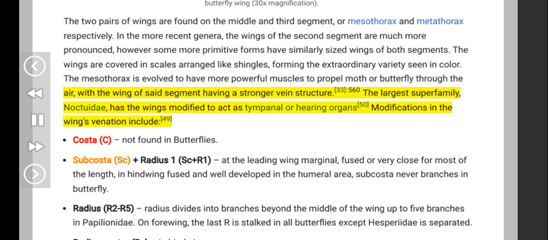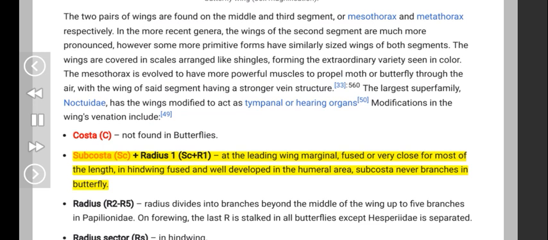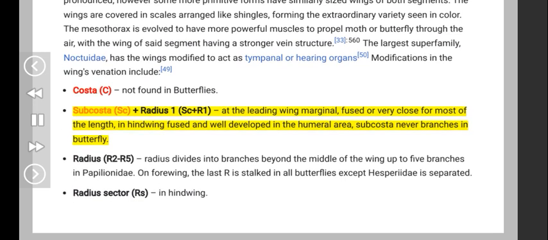The largest superfamily, Noctuidae, has the wings modified to act as tympanal or hearing organs. Modifications in the wing's venation include: Costa, C, not found in butterflies. Subcosta SC plus radius 1, SC plus R1, at the leading wing margin, fused or very close for most of the length, in hindwing fused and well developed in the humeral area. Subcosta never branches in butterflies.